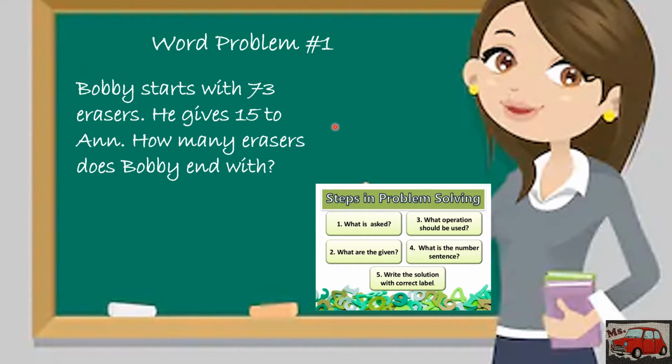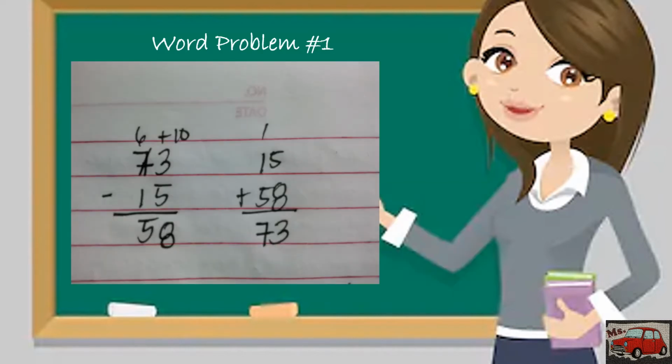Okay, then let's solve it. Alright, so we have here 73 minus 15. And the answer is 58. So, ibig sabihin, meron na lang 58 erasers si Bobby. If you want to double check that, just add yung 58 na natira kay Bobby at yung ibinigay niya kay Anne. And then you'll get 73 erasers, which is yan yung original na number ng erasers ni Bobby.